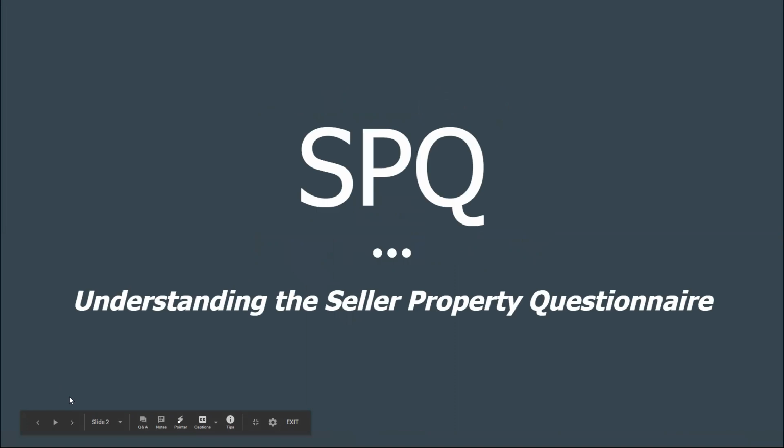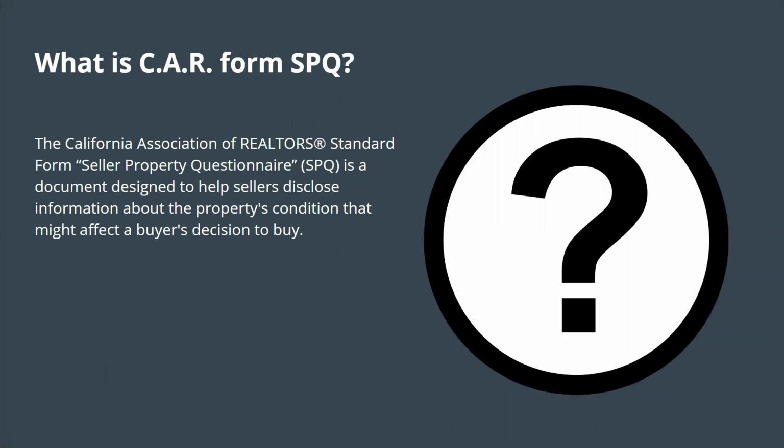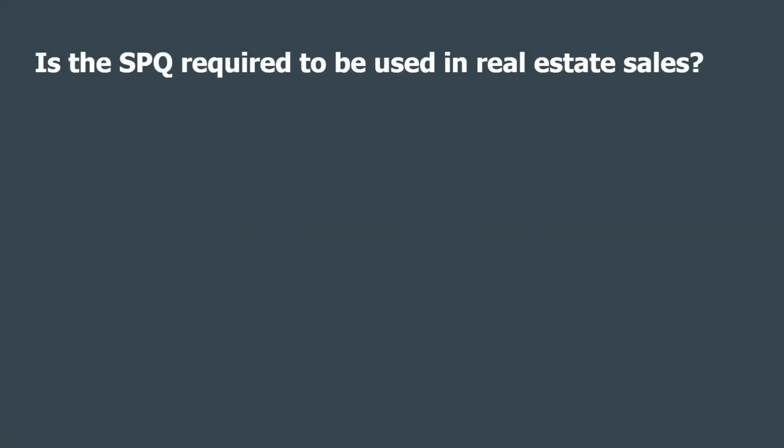So the SPQ is the Seller Property Questionnaire, California Association of Realtors Standard Form. The SPQ, which is Seller Property Questionnaire, is a document designed to help sellers disclose information about the property's condition that might affect a buyer's decision to buy.